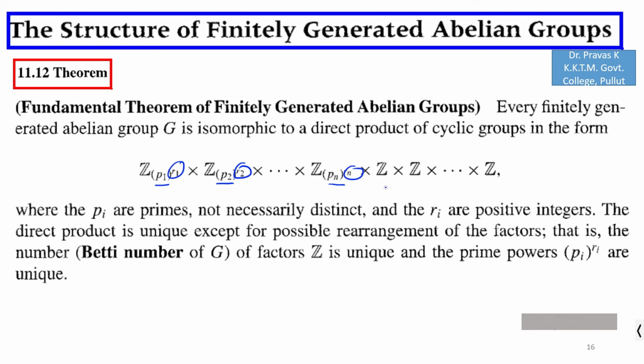Here you can see that there are two types of factors, that is factors of the form Z and factors of the form Z_{pi^ri}. So the total number of factors of the form Z, which we call the Betti number, must be unique, and also the factors of the form Z_{pi^ri} must be unique.